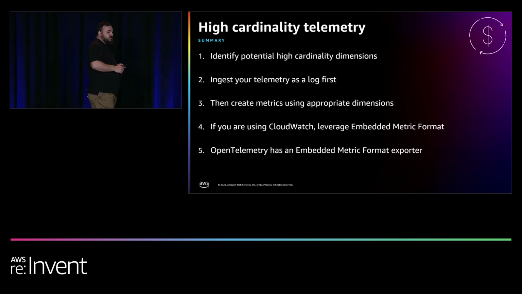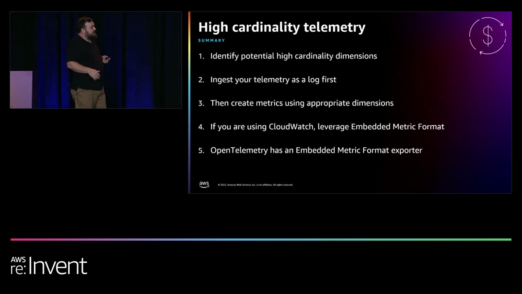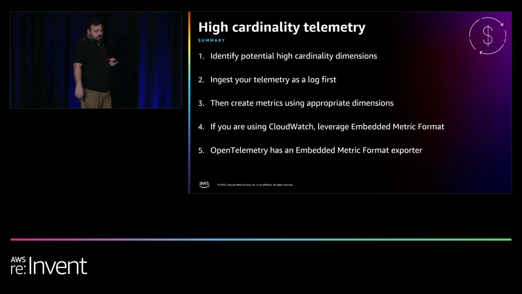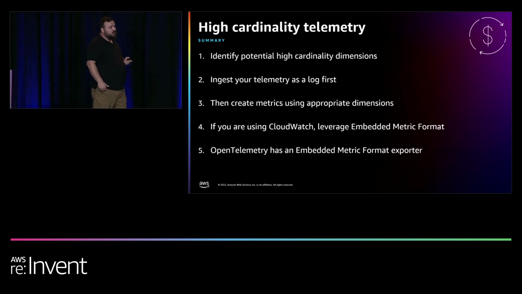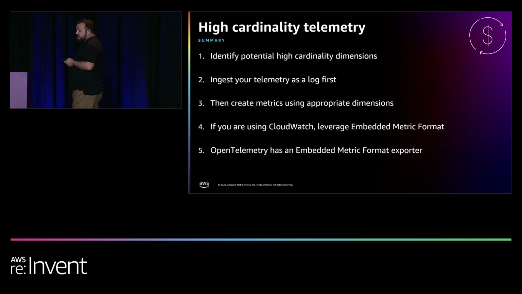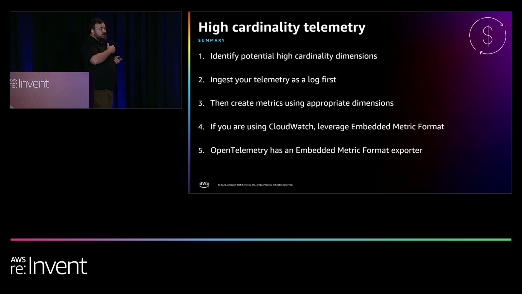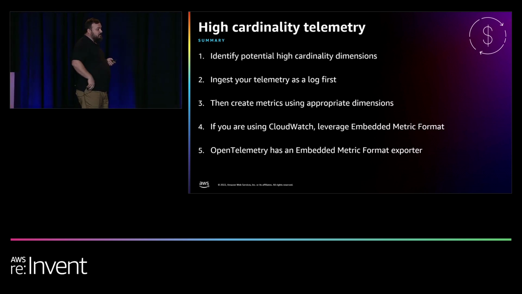How much jitter is coming off this device in all of England, for example, or Wales, or the whole of the United Kingdom, or maybe I just want to look at Belfast, for example. So they were just an example of a customer using this at scale. So again, identify those high cardinality dimensions, ingest your telemetry as a log first, and then create metrics using the appropriate dimensions, the aggregated dimensions that make sense for your business. If you're using CloudWatch, you can leverage this feature I just showed you. If you're not, that's fine. But if you are, and you're using OpenTelemetry, we will send the metrics automatically for you using basically this technology.